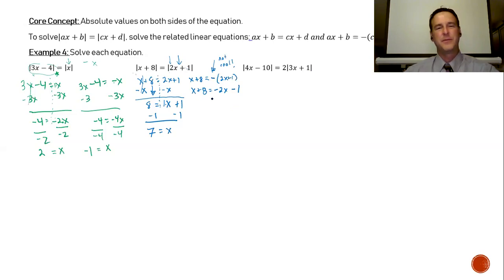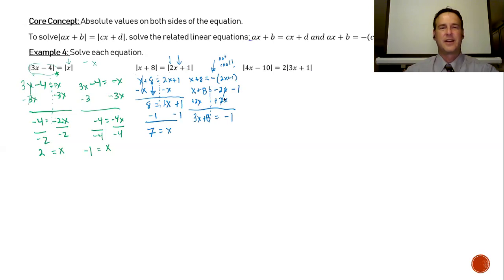okay? Now, you can move all the x's to the side like we did before, or you can reverse. It doesn't really matter. But I'm going to add a 2x to both sides. Okay, and so 1x plus 2x is 3x. And you got a negative 1 here.